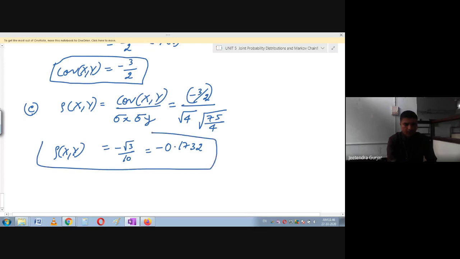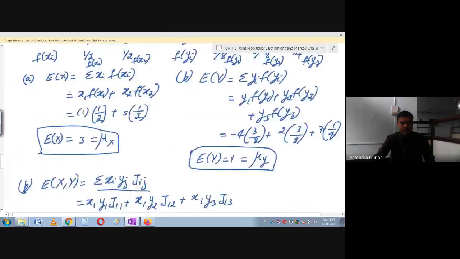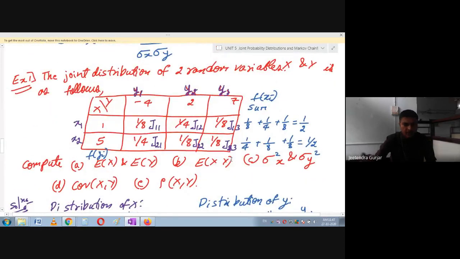So this is what we have completed this example. So now you can see here, students. Yes, if you have class, you can leave this. Otherwise, I will repeat this once again. Once again, you can see here that in the question they have given the joint distribution of two random variables x and y as follows.